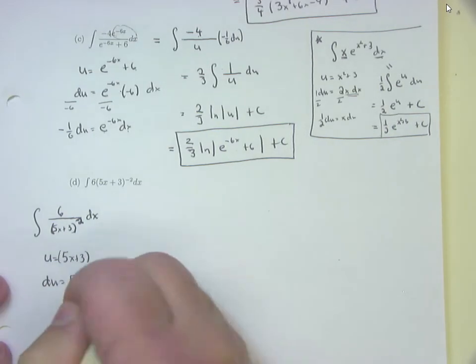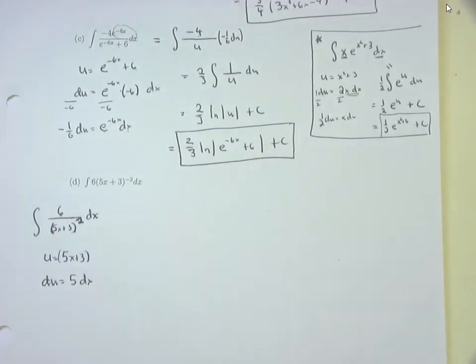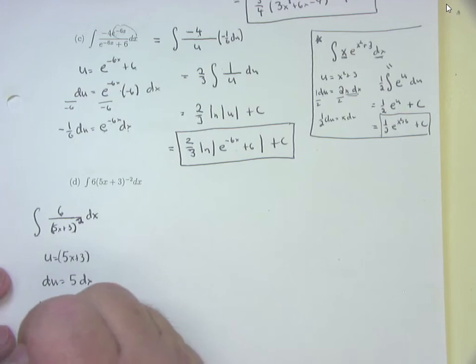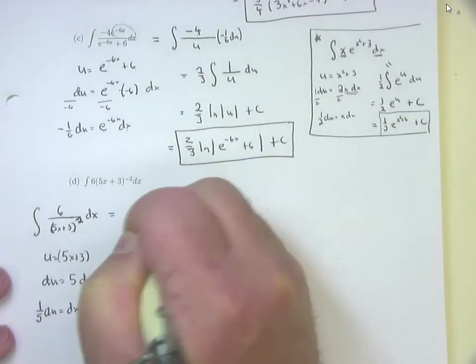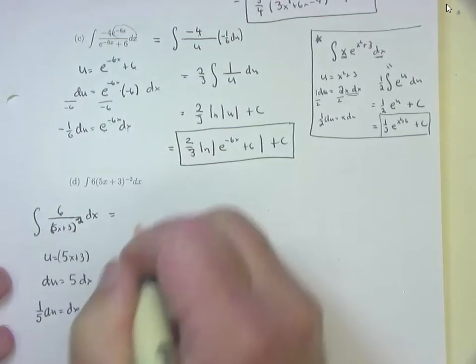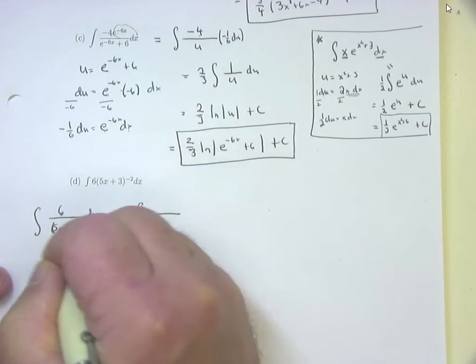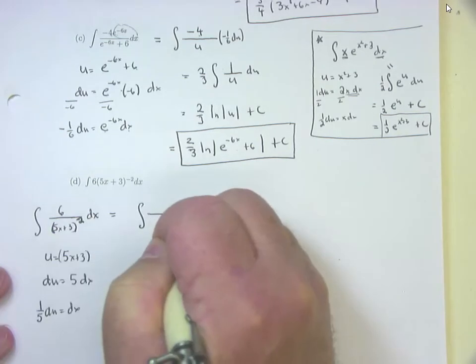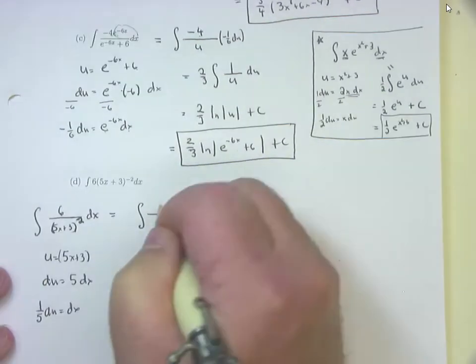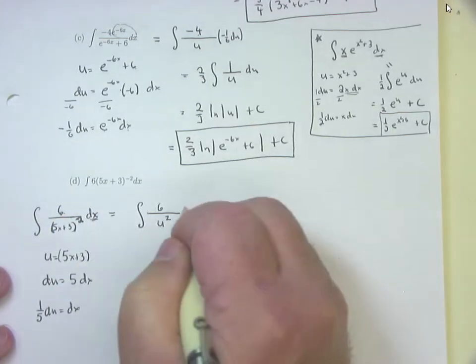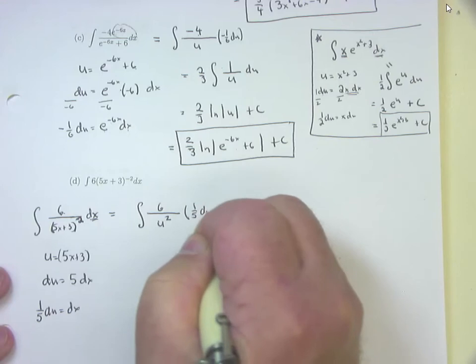5 what? dx. Don't put the d on there. And what do constants get to do? Move to the other side. Move your constant. That gives you 1/5 du equals dx. So when I convert this problem over, this will give me the integral of u, which was inside the parentheses, and the power stays there, u squared, and the 6 stays on top because it's just a constant, but the dx gets replaced with 1/5 du.